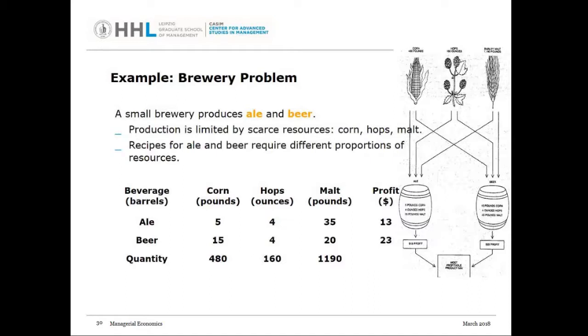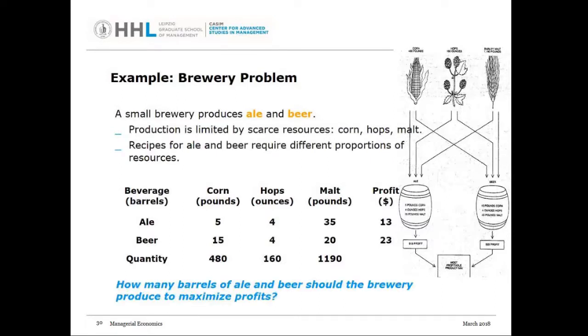And you have a limited amount of resources. It's 480 pounds of corn, 160 ounces of hops, and 1,190 units of malt. Of course, there will be other ingredients. You need water, but water is unlimited here, so we don't have to worry about it. The question that the brewery could ask is, how many barrels of ale and beer should the brewery produce to maximize profits? Here, an implicit assumption is that whatever they produce will be sold.